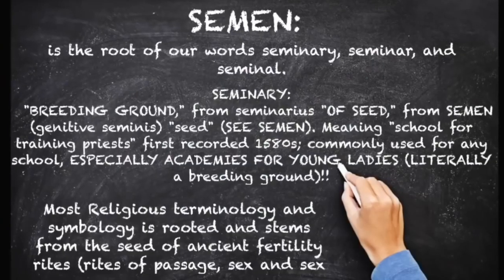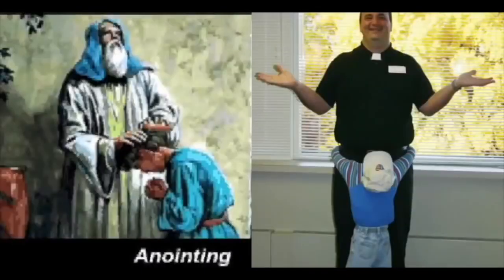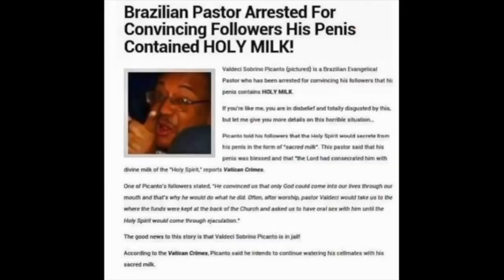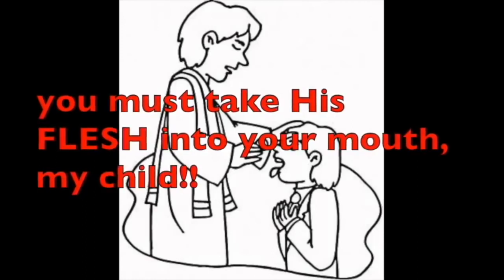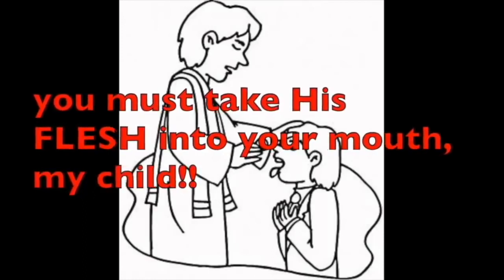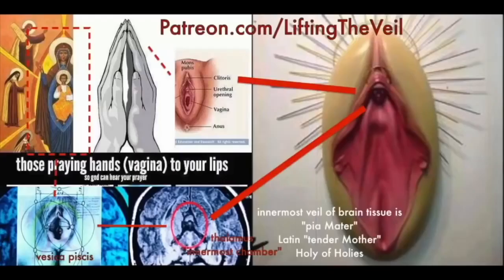Literally a breeding ground. And this is why in the Catholic churches, this is why we find the pedophilia. This is why they're always associated with the children and the sex scandals, the pedophilia, the sex trafficking. Most religious terminology and symbology is rooted and stems from the seed, or the seminal, literally from the seed of ancient fertility rites, rites of passage, and sex.